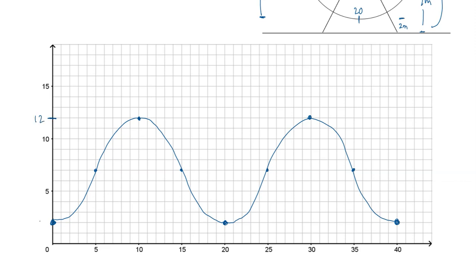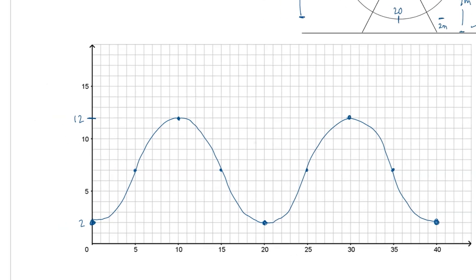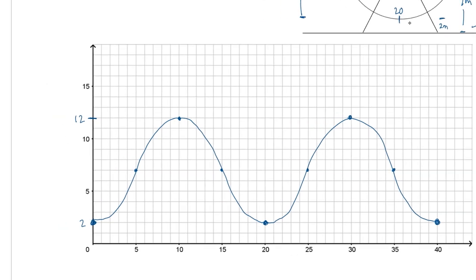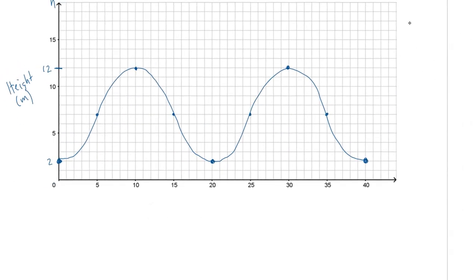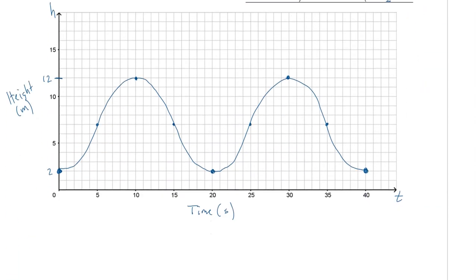So that one was 12 and that one was 2. And we don't usually have to label the x scale, or the horizontal scale, it's already labeled. Last thing for a perfect graph is I have to label the axes. So this one was height of the rider in meters, and I'm going to call it h. I like to see you put that letter as well. That's going to come back in a minute. And this one is time in seconds, and I'm going to call it t. Okay, so there's our graph.